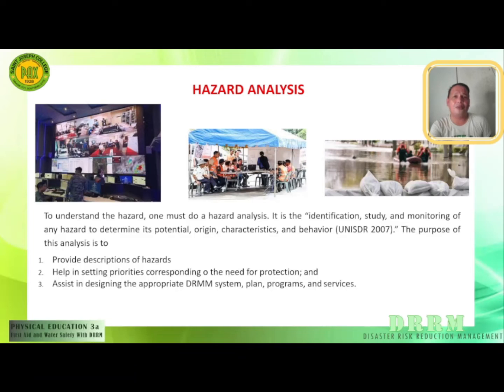For example, if the disaster is more on sea, we activate the Coast Guard and everything, or if on the mountain, we activate the barangay emergency teams, like that. Then three, assisting in designing the appropriate DRMM system, plan, program, and service. So this is a proactive way of preventing disaster or human disaster, rather than after the disaster has reached the community, or the after impact or aftermath.